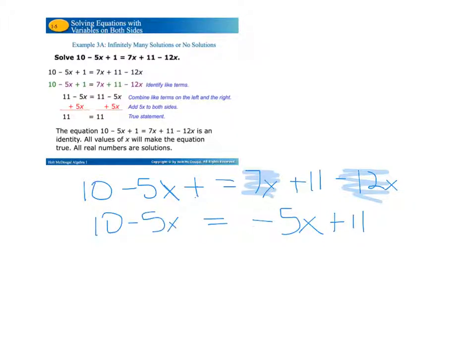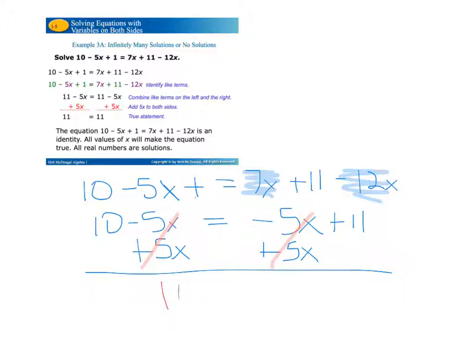All right, I want to try to group my letters together. So I need to move the 5x's together by using inverse operations. So I'm going to add 5x to both sides. Notice that on both sides of my equation, the 5x's cancel. And then I'm left with 10 equaling 11. Will that ever occur? Will 10 ever equal 11? No.